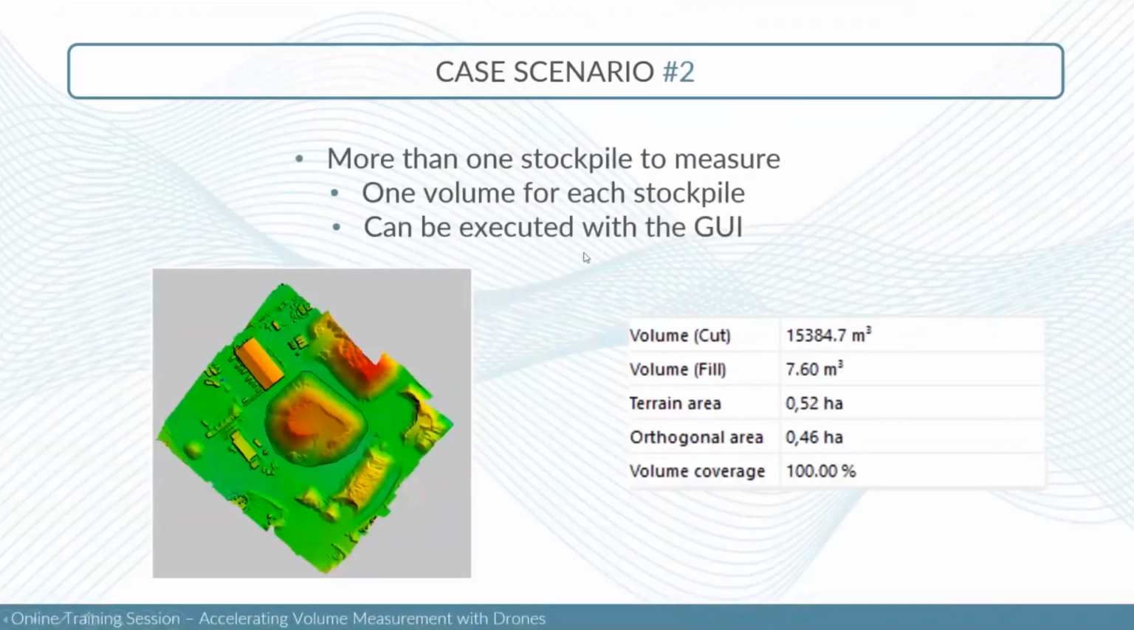Let's say if you want to have more than one stockpile to measure, and you want to have every measurement for each stockpile. So you don't want to have the total of all those. You want to have for each individual stockpile their volumes and their area. You can perform that also with the graphical user interface. So the goal here is to have a shapefile which will contain multiple features inside your shapefile.